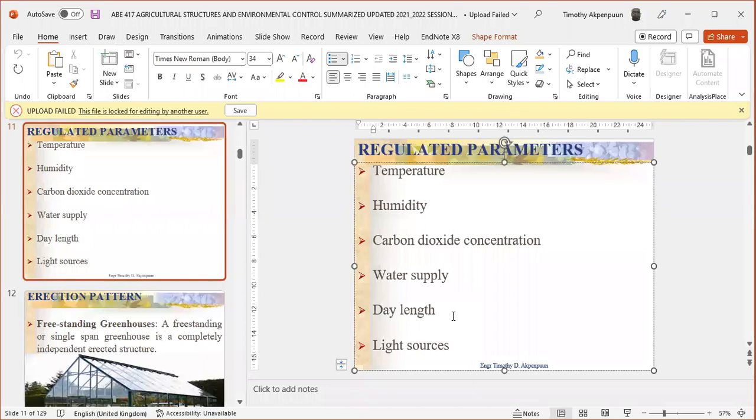Now, you know that carbon dioxide within the greenhouse with plants will usually be lower than outside the greenhouse. True or false? True, because plants absorb carbon dioxide for their photosynthesis. Since plants are using up the CO2 within the greenhouse, how do you now replenish the CO2 within the greenhouse?